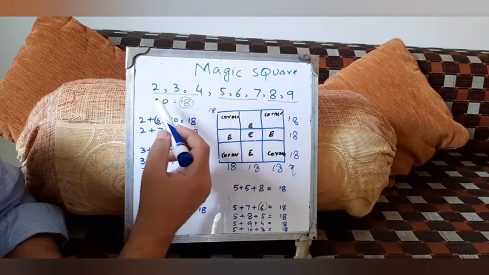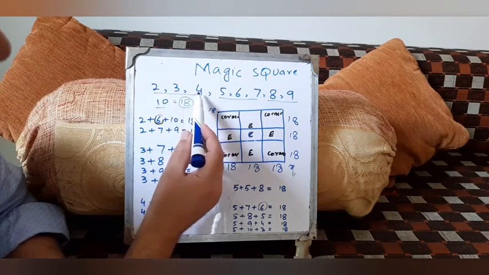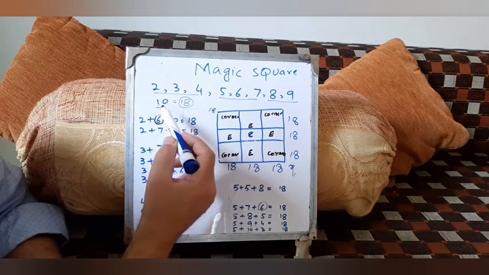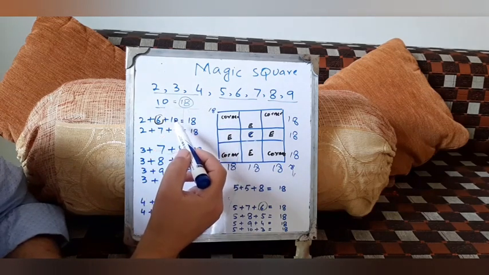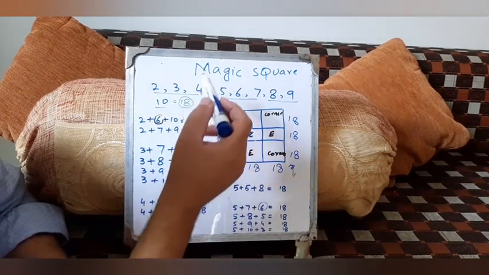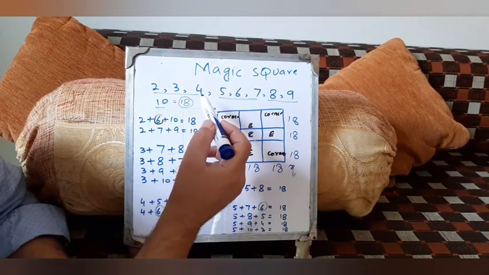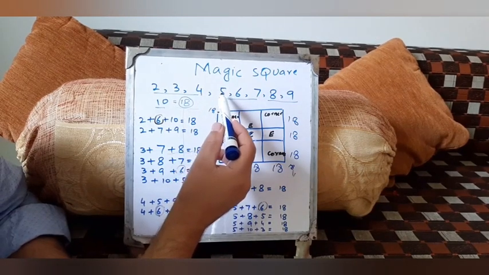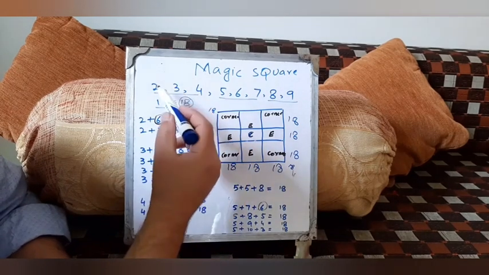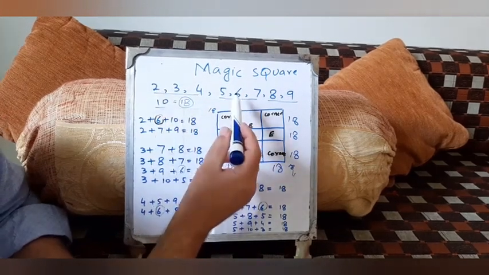Let's try 2 plus 4. If I start with 2 plus 4, it will be 6. The maximum number here is 10, so I can add 10 to that. That would be 16. It means that starting with 2 plus 4 is also not right. Similarly, if you start with 2 plus 5, again you cannot get the number 18.